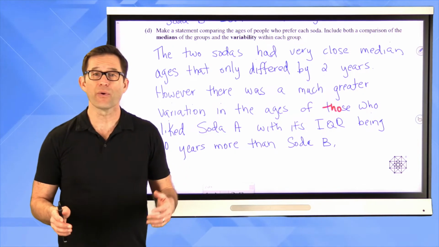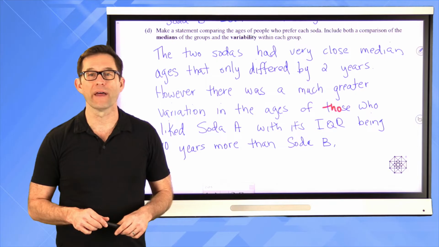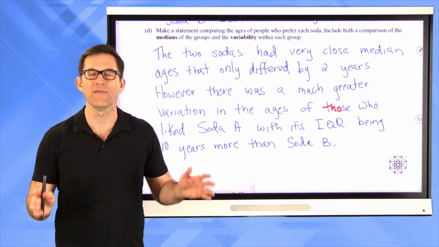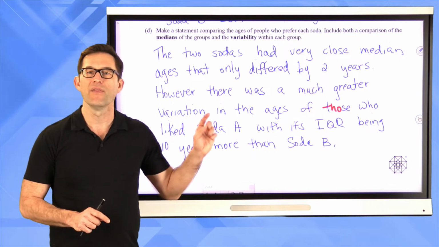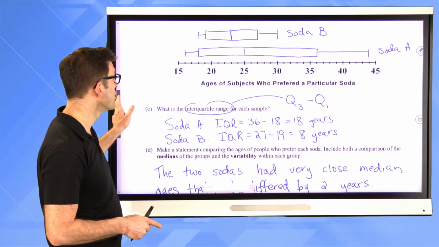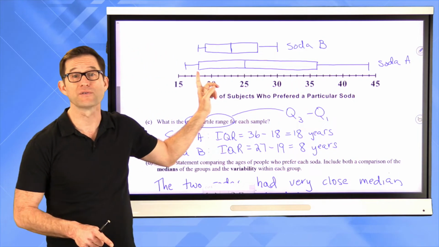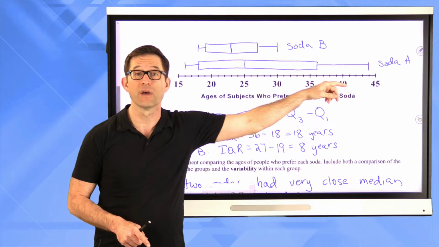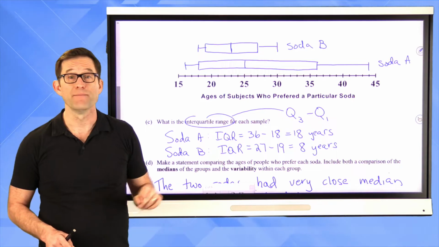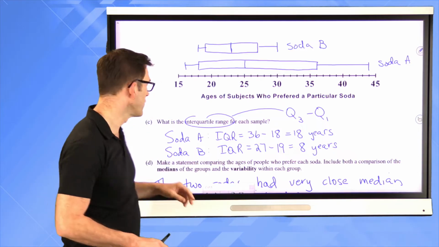I mean, we can say that there isn't really much of a difference in sort of the average or the median age of people who like these two sodas. And yet, there's a much greater variation in the ages of people who like soda A than who like soda B, based on either the IQR, which is different by 10 years, or even the range, right? The overall range of soda A goes from 16 years to 44 years versus for soda B only going from 18 years up to 30 years, right? So the central number, that's roughly the same, but the variation is much greater in soda A.